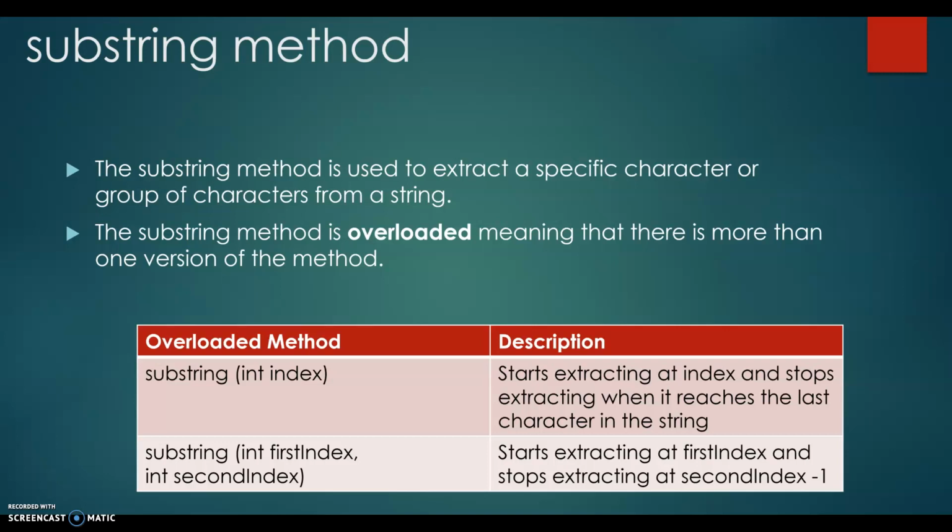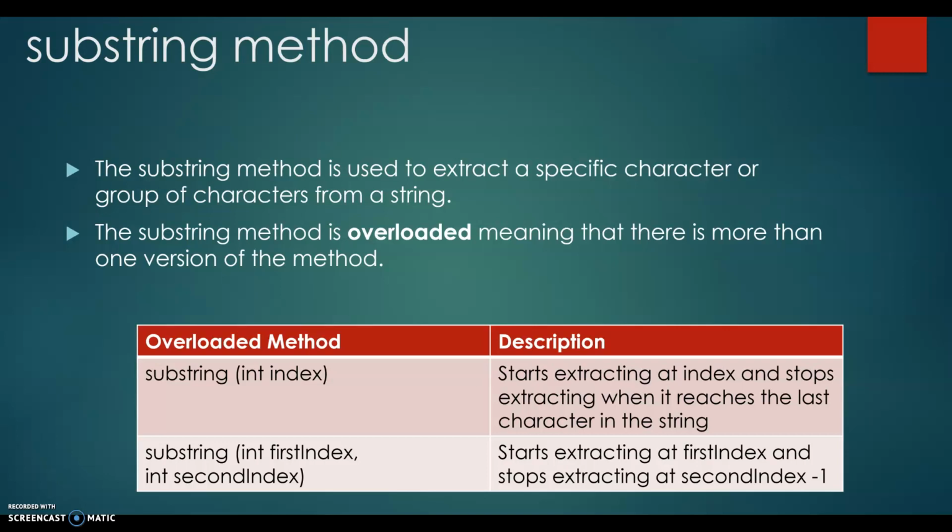The substring method is what's known as an overloaded method, which means there are multiple ways that we can use the substring method. The substring method is used to extract a specific character or group of characters from a string. As I said before, it is overloaded, meaning that there is more than one version of the method. So substring(int index) starts extracting at a particular index position and stops extracting when it reaches the last character in the string. So you're going to get everything from whatever index you indicated in the parameter list of substring to the very end. You get all those characters.